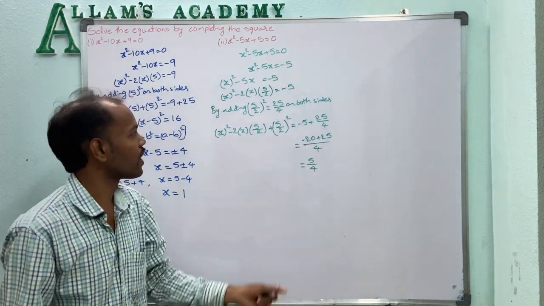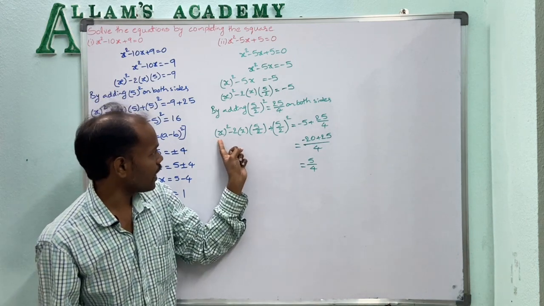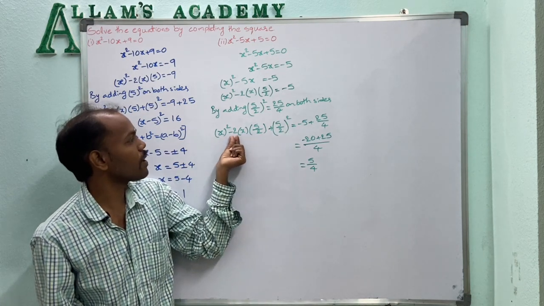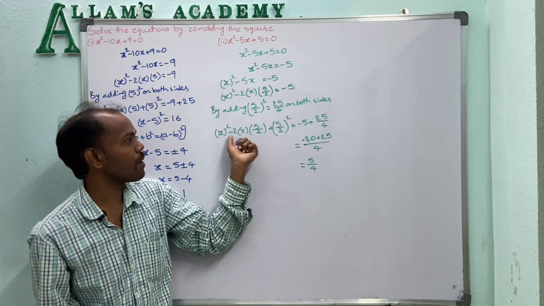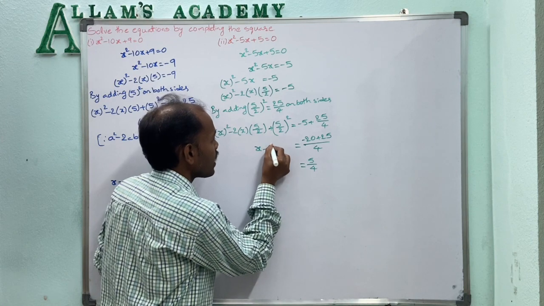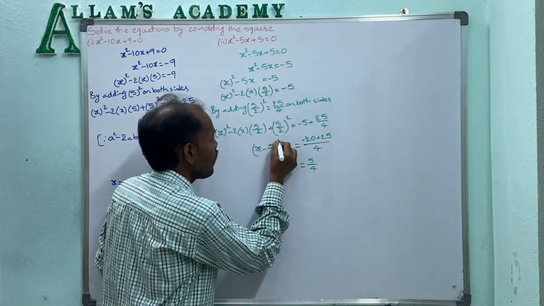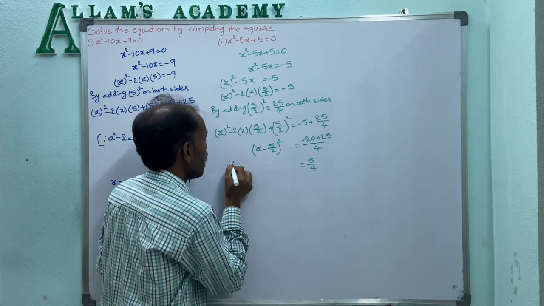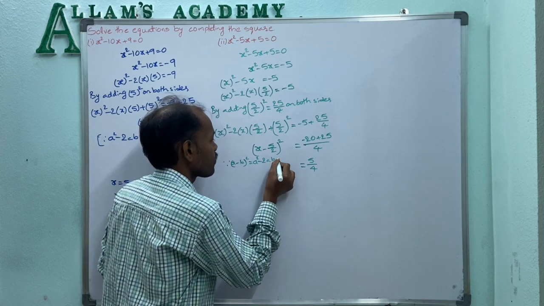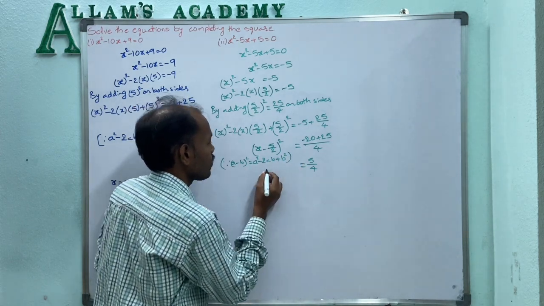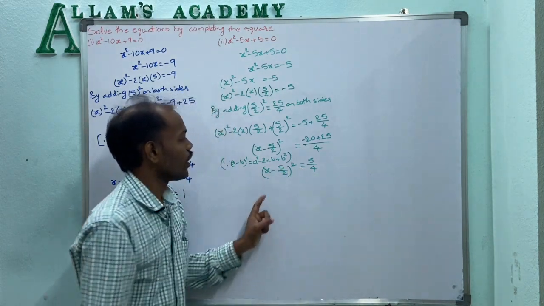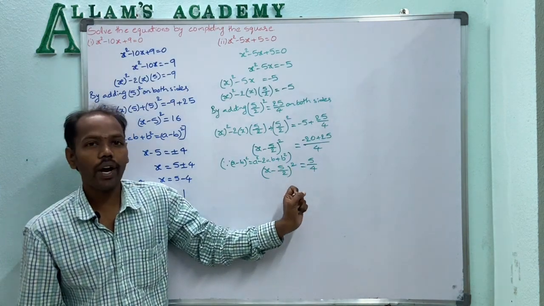So RHS is simplified. Now LHS, if we observe, x square minus 2 into x into 5 by 2 plus 5 by 2 whole square, that means it is a square minus 2ab plus b square. So a square minus 2ab plus b square is nothing but a minus b whole square. So x minus 5 by 2 whole square, since a minus b whole square is equal to a square minus 2ab plus b square, so x minus 5 by 2 whole square is equal to 5 by 4.